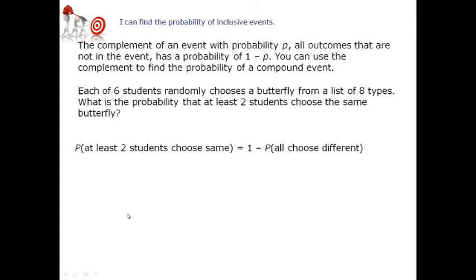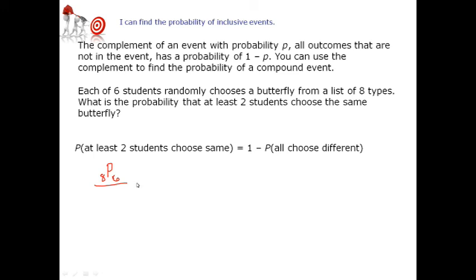So the probability that all the students choose different butterflies is going to be the number of ways 8 butterflies are chosen by 6 students. Okay? So 8 butterflies to be chosen by 6 students. Now, you might be asking, why is this a permutation? Because they're choosing the same butterfly, one butterfly. So yes, order matters here.